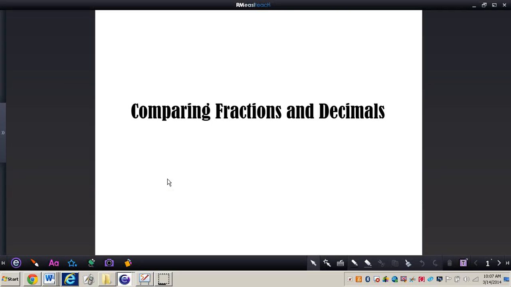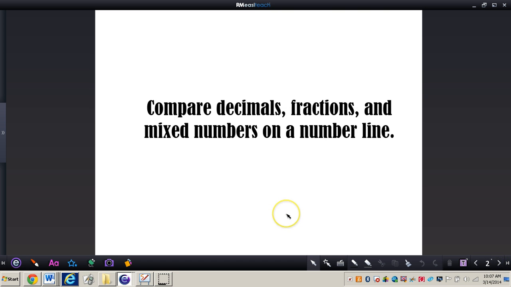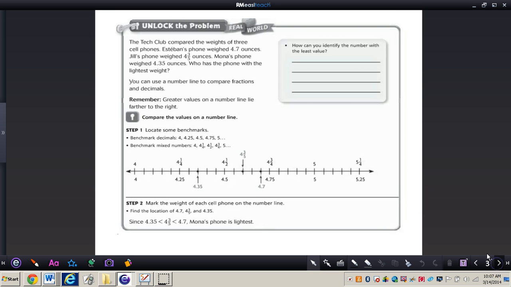In this video, we are going to be taking a look at comparing fractions and decimals. Now, you will need to get out your standards practice book and turn to page 245. So the goal for today is to be able to compare decimals, fractions, and mixed numbers on a number line. And as I said before, you need to turn to page 245.